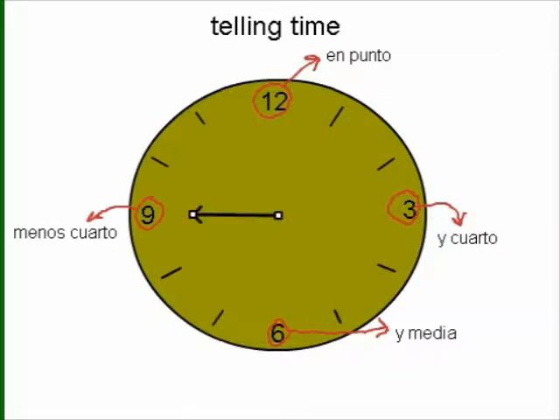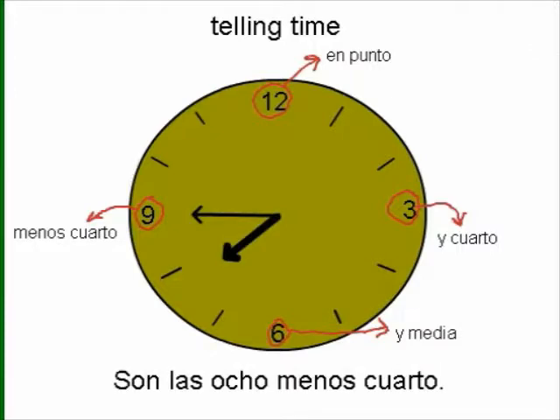And when the minute hand is on the 9, we use cuarto again, but this time we say menos cuarto for minus instead of y cuarto. So in English, we would say it is a quarter till 8. In Spanish, we say son las 8 menos cuarto, which literally would be it is 8 o'clock minus a quarter.